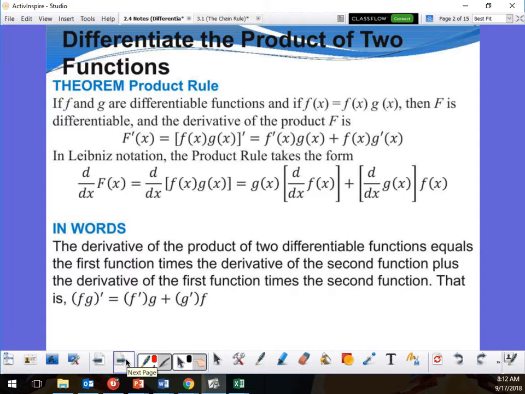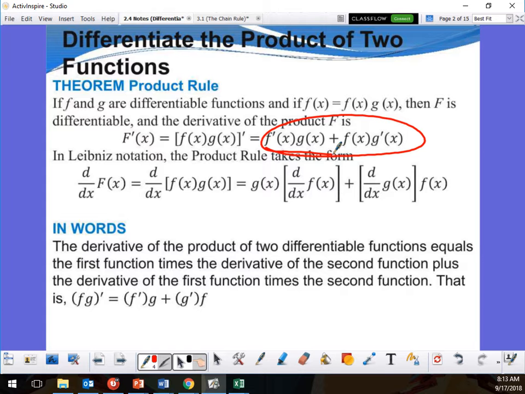Now if you had a highlighter, which you probably should right now, but I know you don't, this is what you need. What does the little tick mark in front of the function mean? It's the derivative. It's prime, right? So it's the derivative of the function f times g. Plus f of x, that's just the function, times the derivative of g.